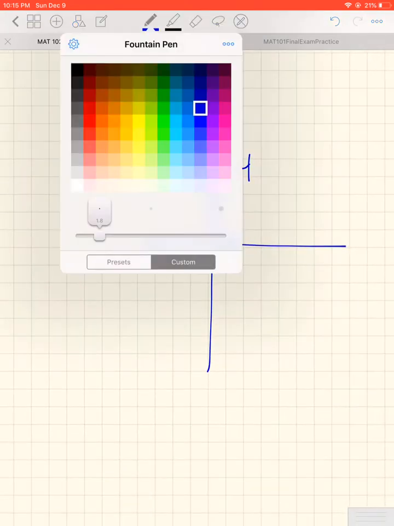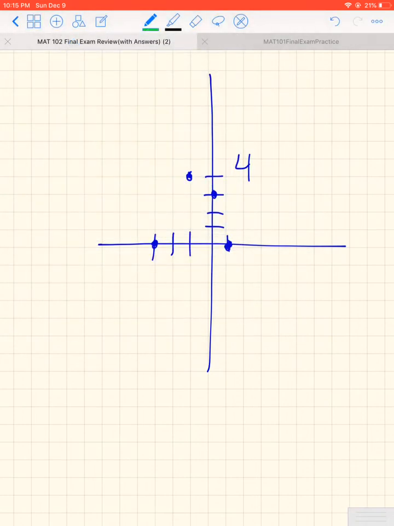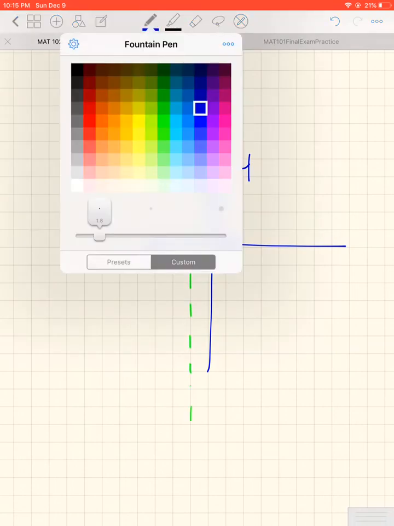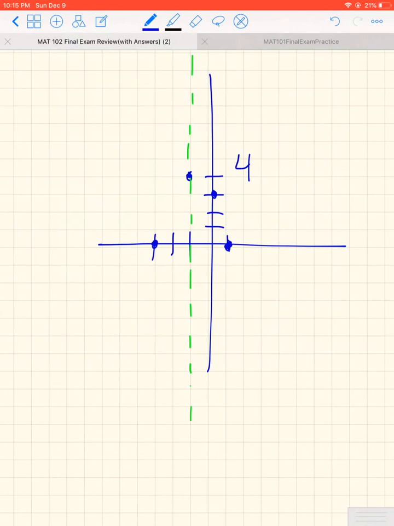And if it helps, you can draw that vertical line through the vertex. This was our axis of symmetry. And just try to make sure that it looks symmetric as you draw it on either side of that line. And as the data points indicate, and we saw earlier, this is going to be a parabola that opens down. Okay, so this would be the graph of our function.